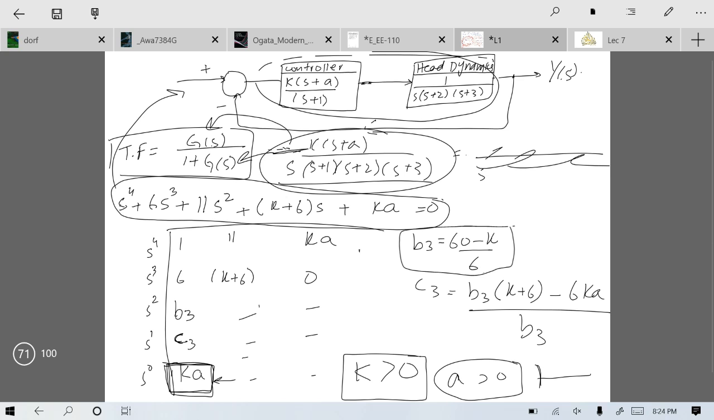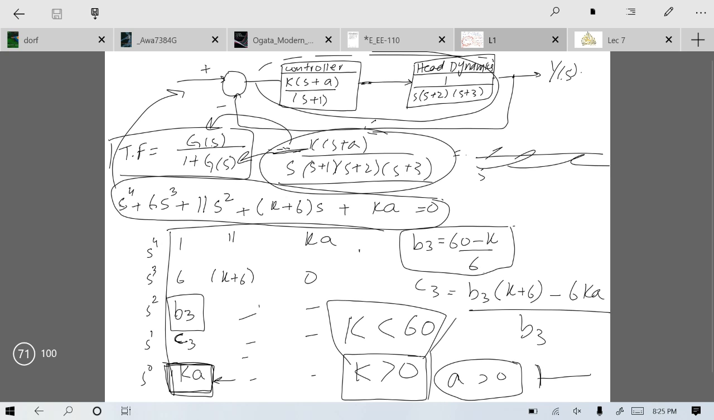Now from here I can find the upper range of k. How? For this to remain positive, (60 minus k) over 6 should remain positive. So if k is less than 60, then this term is a positive term. However, if k is equal to or greater than 60, then B3 will be negative. So k should be greater than 0 and less than 60 in order to have a stable system.